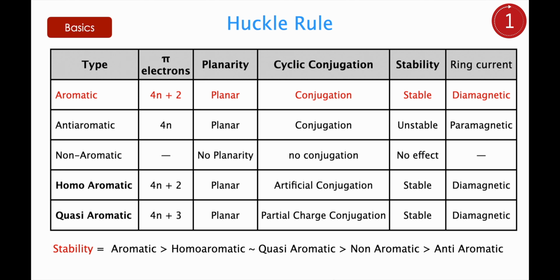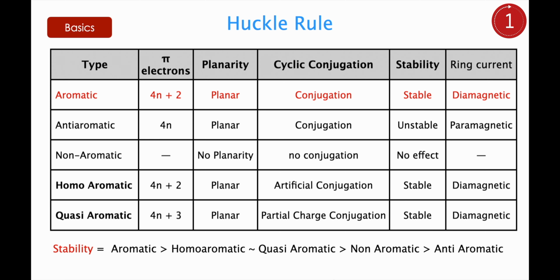Antiaromatic means the same, the only difference is 4n pi electrons. Non-aromatic means mostly non-planar or not conjugated. Then homoaromatic, where sometimes conjugation is created artificially. There also you can get the aromaticity, and that is called homoaromatic. Then quasi-aromatic. Quasi-aromatic means charge conjugation. Charge also helps the conjugation, which leads to the aromaticity, which is called quasi-aromaticity.